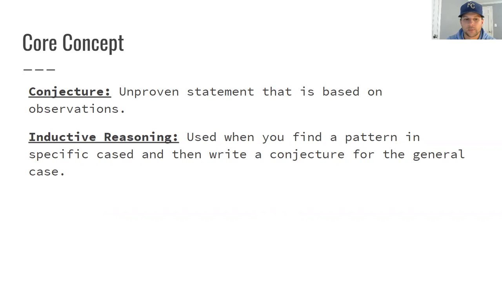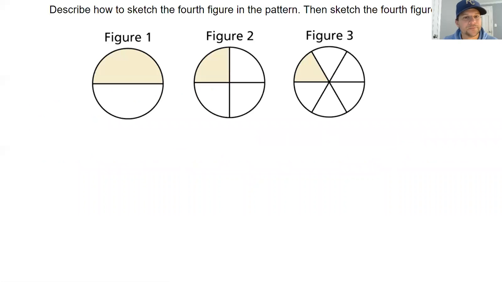It's used when you find a pattern in a specific case and then write the conjecture for the general case. So you're looking for a pattern using inductive reasoning. Then based on that pattern, you're writing a conjecture on this case. So based on the three diagrams below, there is a pattern that may be occurring, and we need to figure out what the fourth figure in this pattern will look like.